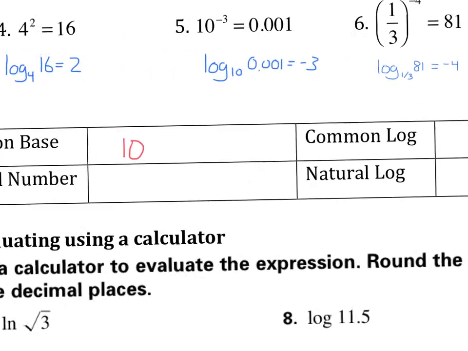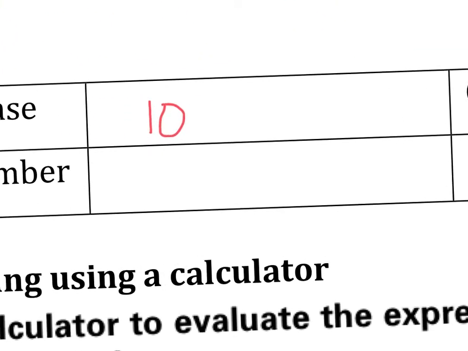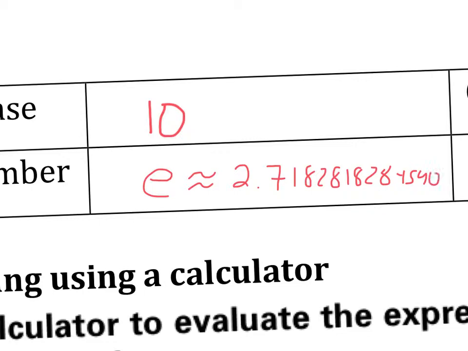Next, there is another number that shows up so much in nature, so much so that we give it a letter. It's called e, which is approximately 2.718281828459045.